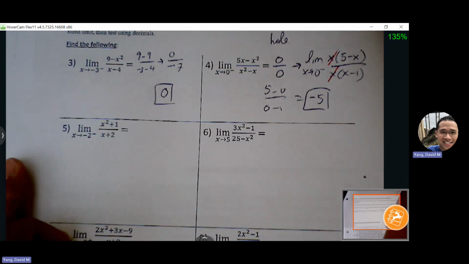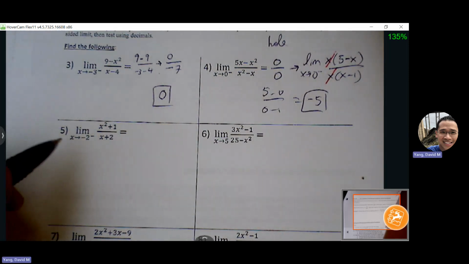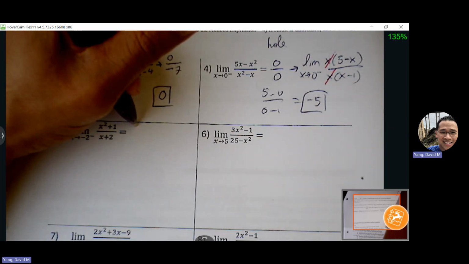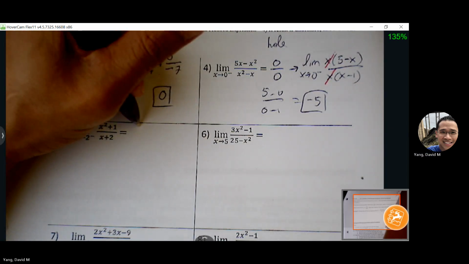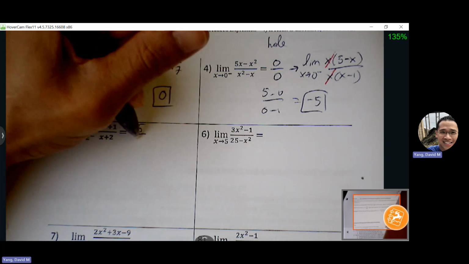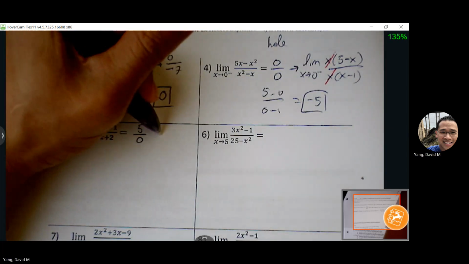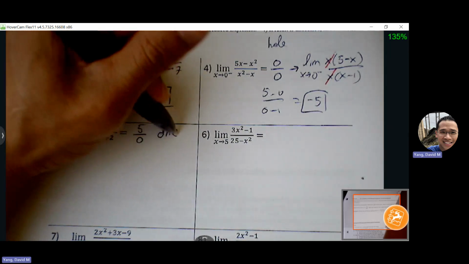Okay, number 5. First steps first. Direct substitution. Numerator, we get 5. Denominator, we get 0. So we know the full limit is what? Yeah, full limit doesn't exist.